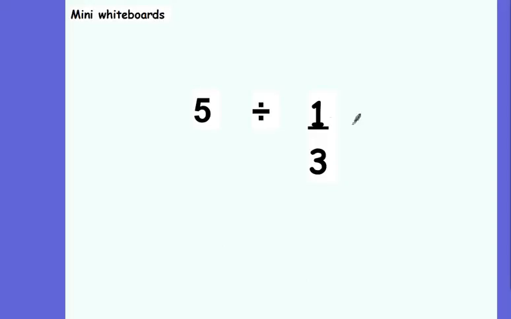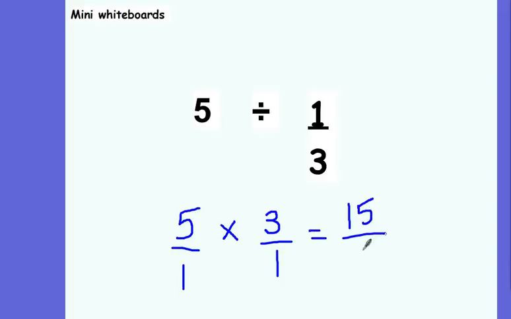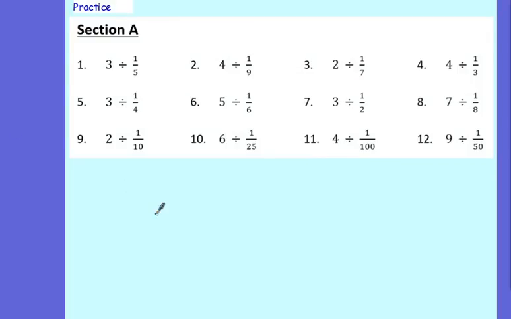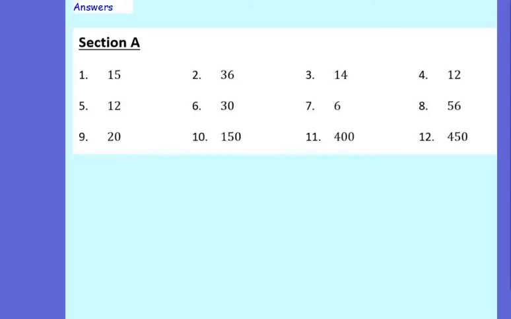Mini whiteboards, how about now? Let's go through it. Keep my first number the same. Flip my fraction over so it becomes 3 over 1. Change my sign to a multiply. 5 times 3 gives me 15. 1 times 1 gives me 1. So I get 15. Over to you, Year 7. In your light blue books, please pause the video for 10 minutes and have a go at these questions for me. And these are the answers. Please check your work and see how you did.